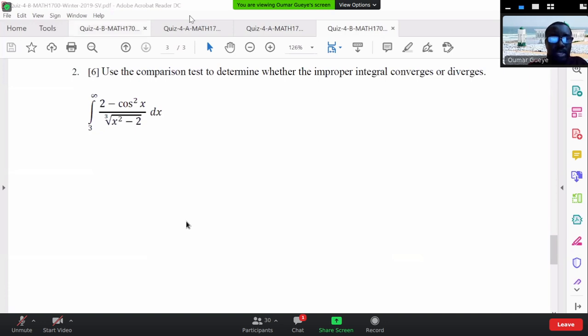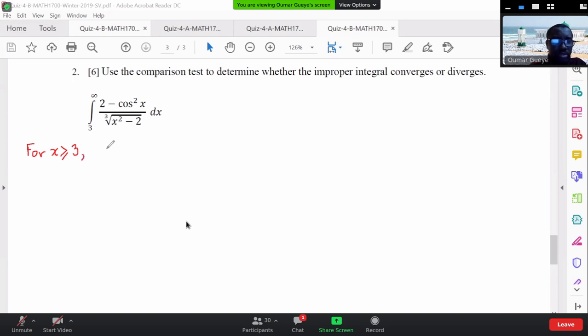Since my integral here is from 3 to infinity, it means x is taking the values between 3 and positive infinity, so x is greater than 3. That's why I'm going to start by saying, for x greater or equal to 3, because x is taking all values from 3 to positive infinity. That's why I wrote this, coming from this integral.